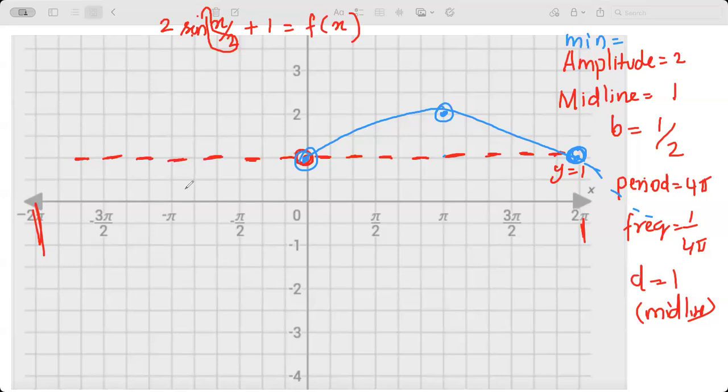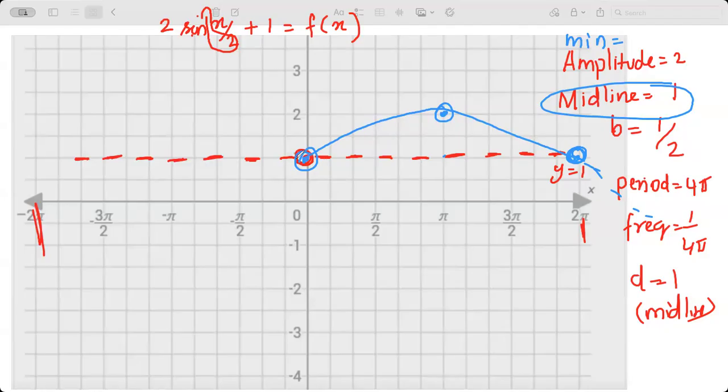Is it the visual graph or the transformed? Always transform. -2? It can't be negative. Minimum value I'm asking. Midline is 1. Because of the midline change, everything changes. Remember? It's 0 now. Oh, wait. It's not 0, right? 2 is here, because originally it's -1, now it's up 1.